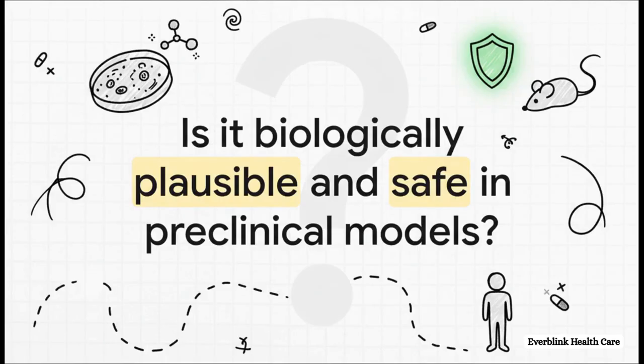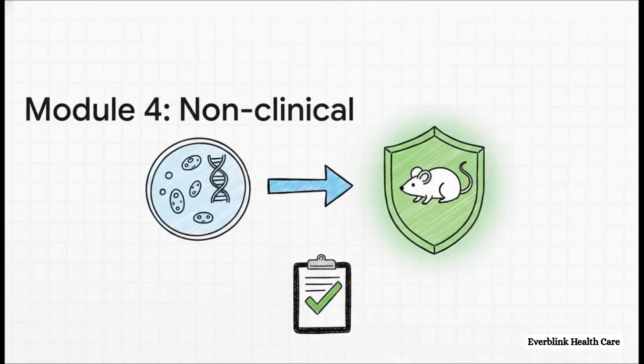Okay, so you've proven you can make the drug consistently. The next logical question has to be, does it even work in a biological system? And crucially, is it safe enough to even think about testing it in people? That's exactly what Module 4 is all about.